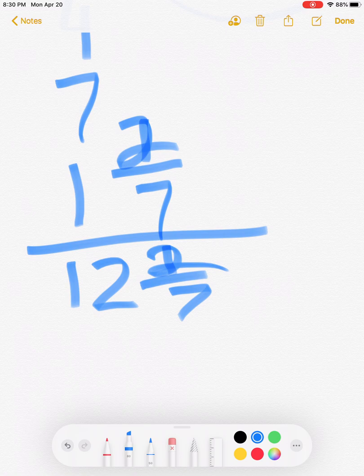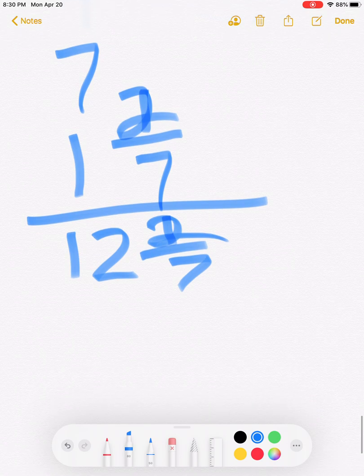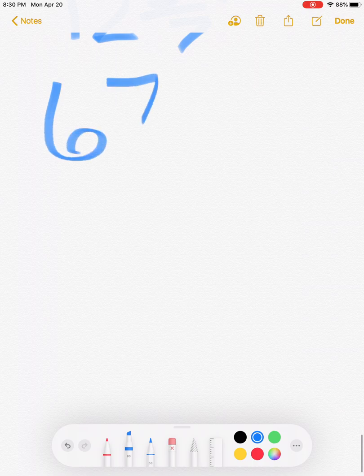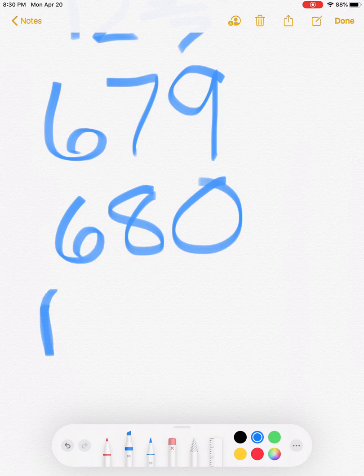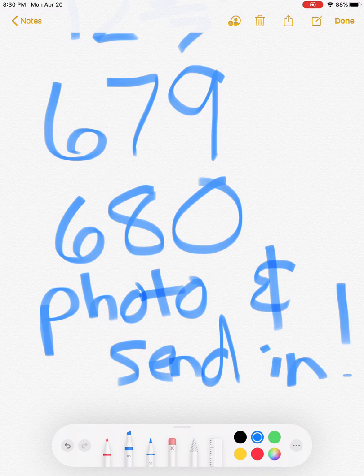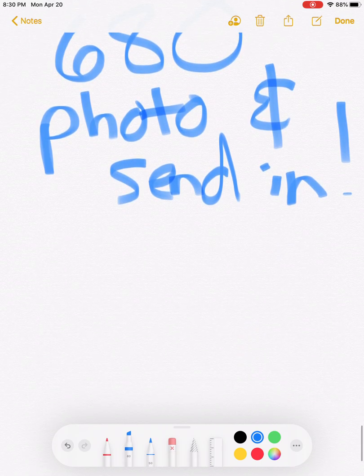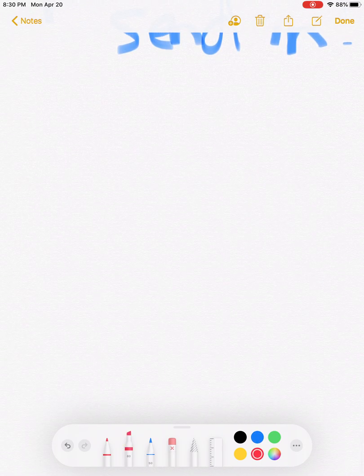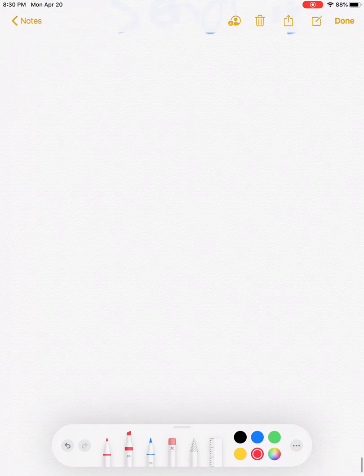Okay? So what I want you to do is work on page 679 and 680. Take a photo and send in. I want to see your answers where you have added these mixed numbers. Work it out, take your time, read the problems. And we're going to take 2 days on this because I want you to really get to know it and follow it and be careful.